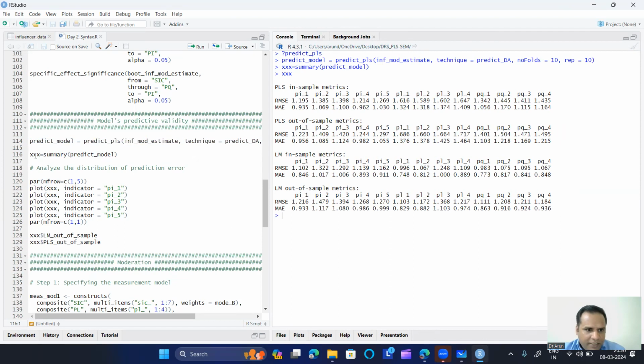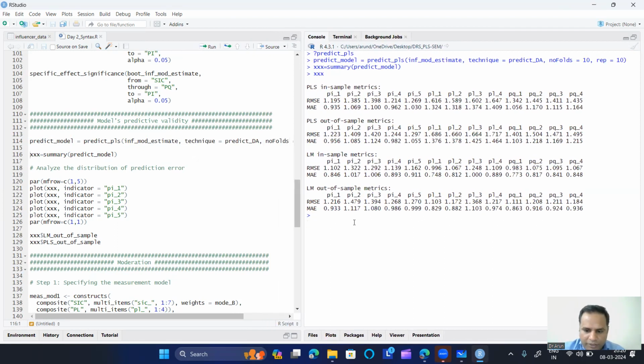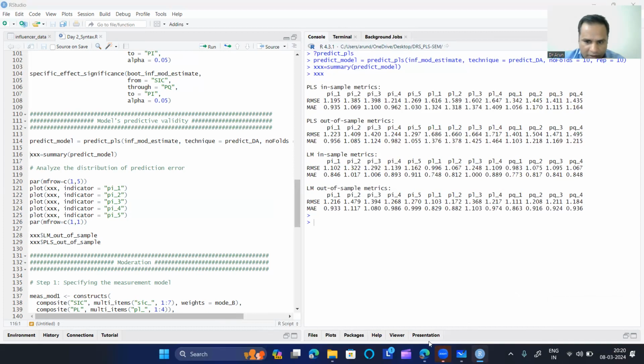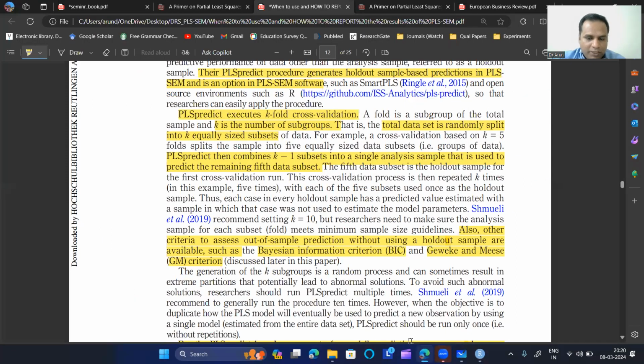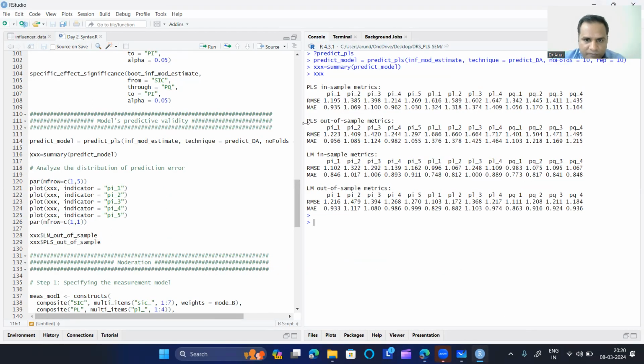Now, why I've created this vector triple X, I just want to show you certain things. So now all of you just pay attention. Before I interpret this result, let us see what the authors are telling, my friends. Let us go through this book. If you see this, there are two measures. One is RMSE, that is root mean square error, and the other is mean absolute error. So there are two metrics. Now the question is which one to see. Either RMSE or MAE, any one you have to choose.